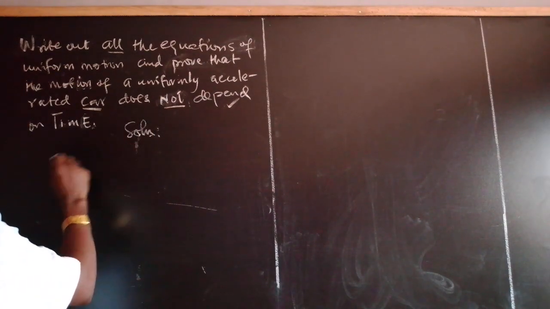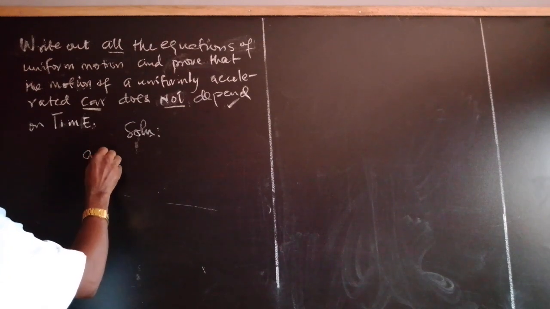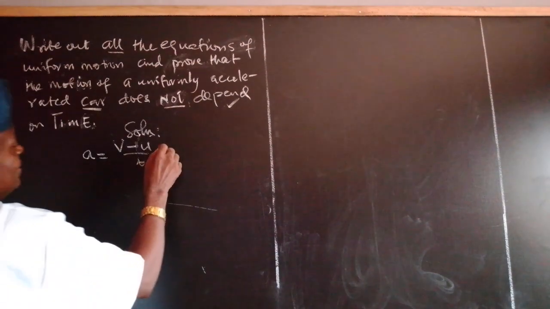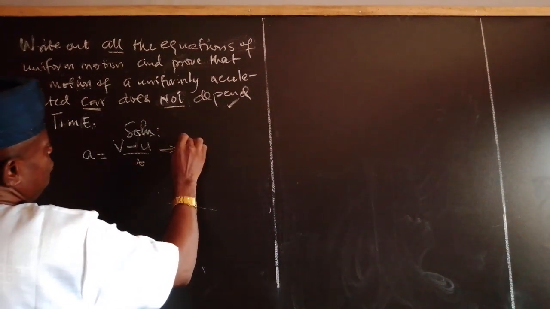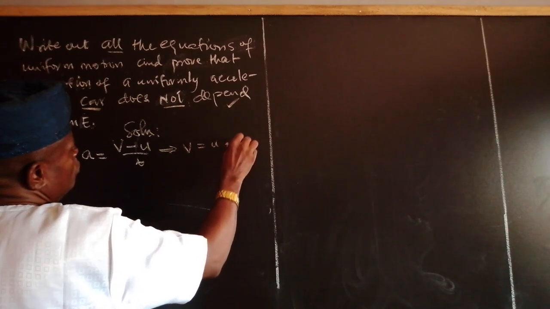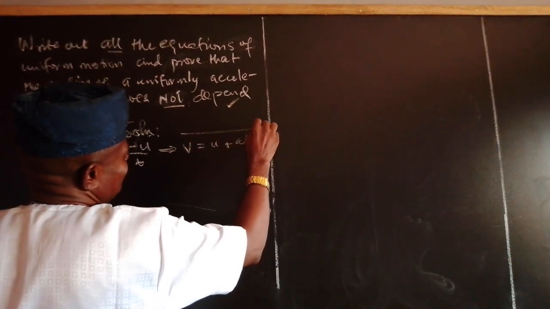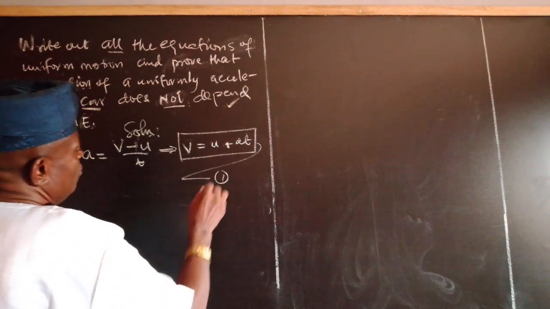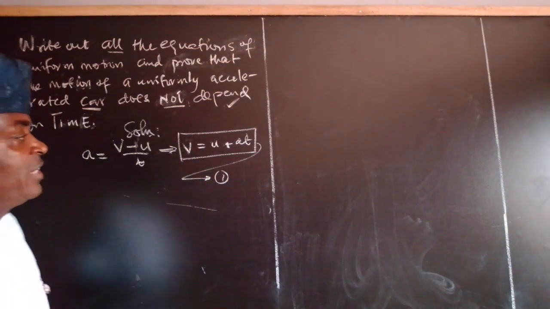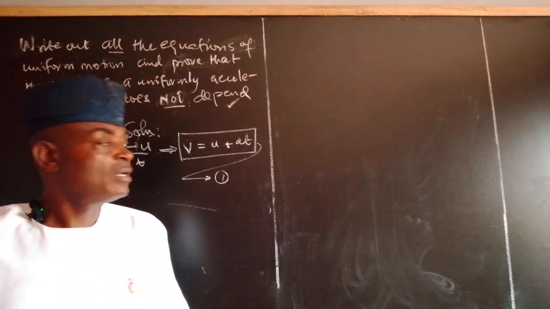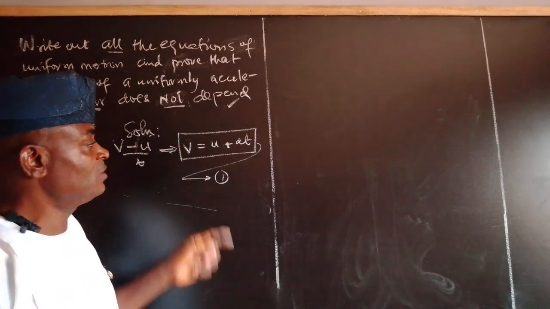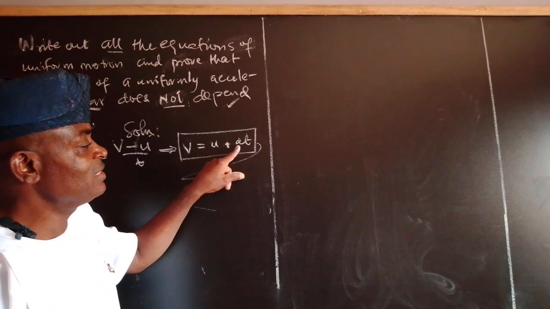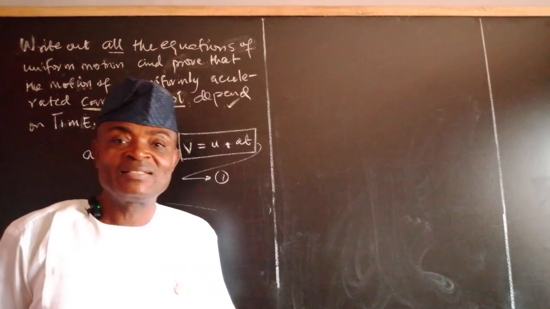So from equations of motion, we defined acceleration as the rate of change of velocity. All right. This equation simply means that if we make v the subject, we have u plus at. And this is referred to as the first equation of motion. First equation of motion, v equals u plus at, where v is final velocity, u is initial velocity, a is acceleration, and t is time.